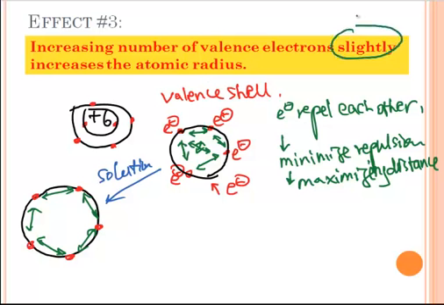Do we have effect number 3? The answer is also yes, because we have 1 valence electron, 2, 3, 4, 5, 6, all the way to 8. But this one's going to make the radius smaller. This one's going to make the radius slightly bigger, because effect number 2 is going to overwhelm number 3. So the radius decreases as a result.